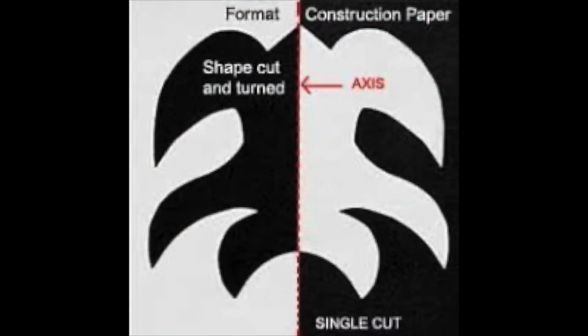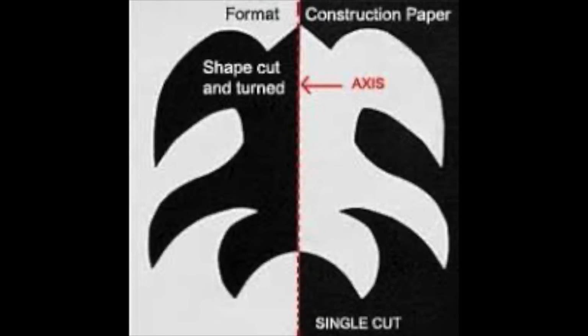I'm going to interrupt myself here just to show you with more detail how you're going to glue down your paper. So as you can see from this little picture, the shape cut out in the black has been turned over, or it has been opened like a book or opened like a door on the axis line. You'll see that line in red and it says axis, and that's where you're going to glue it down.